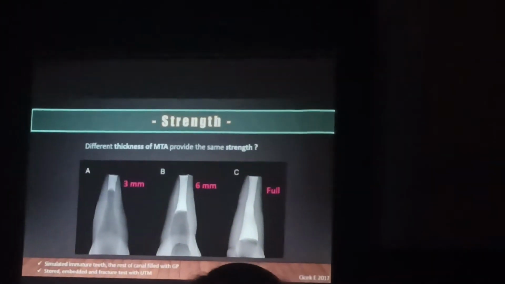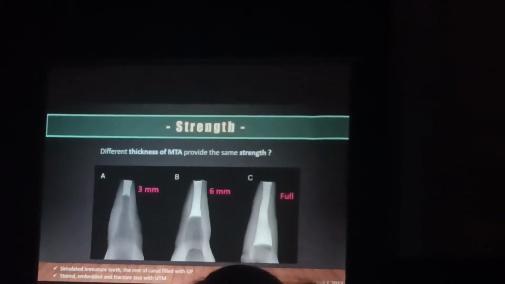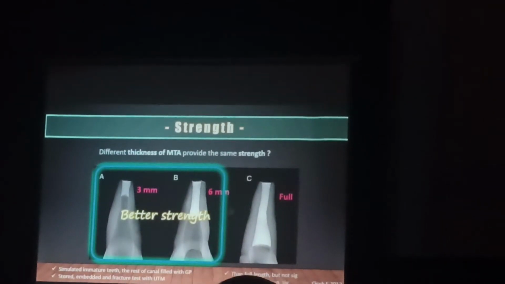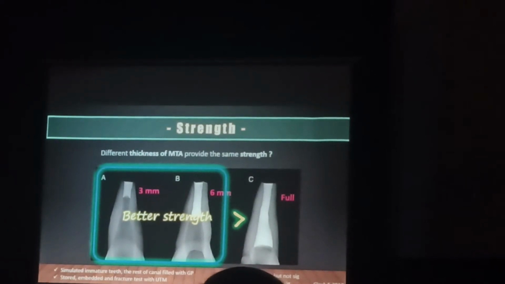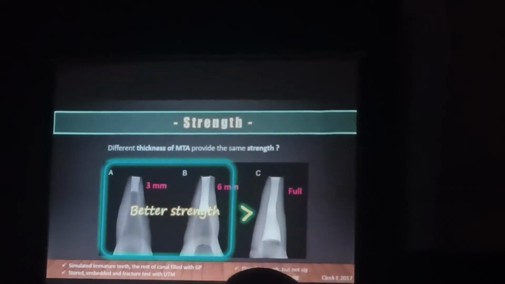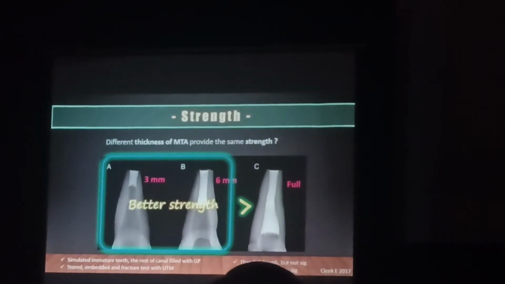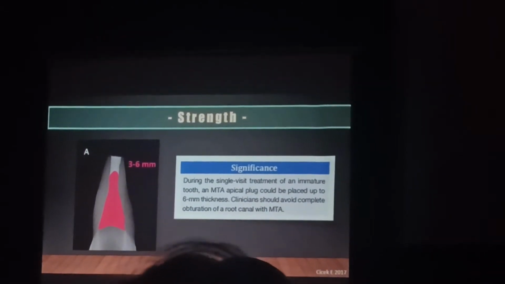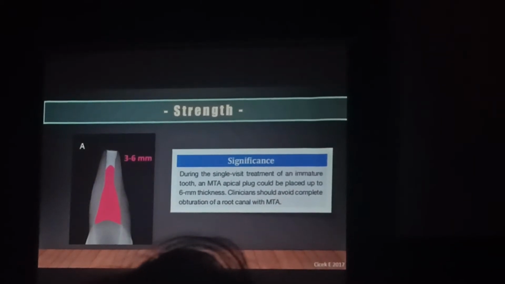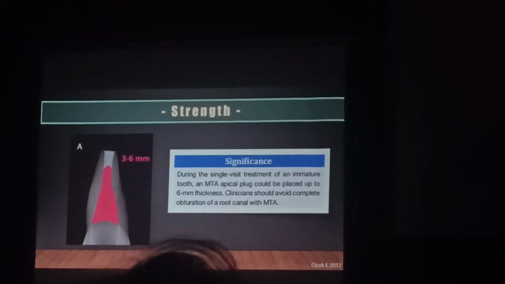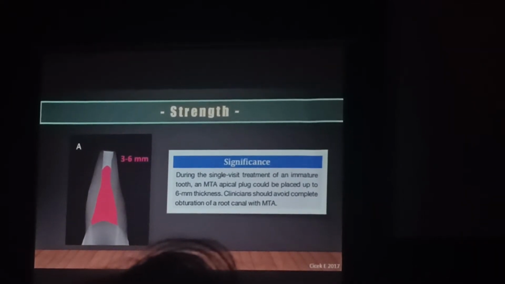So the MTA was placed in the canal for 3 millimeters, 6 millimeters, and also full length, providing different results. 3 millimeters and 6 millimeters of MTA can provide better strength than the full length. It is quite interesting to see that. So from this study, they recommend that if you would like to place MTA as an apical barrier, you just place it not the full length. Okay, just 3 to 6 millimeters is enough to provide a good strength for you.